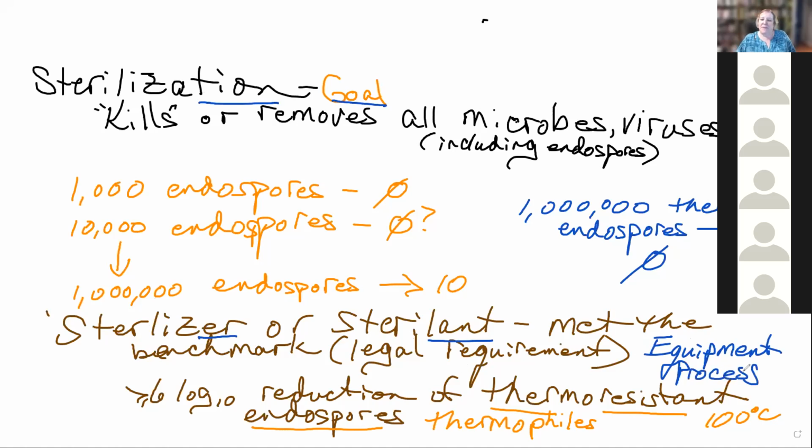Okay. Yeah? I have a question. Sure. So the benchmark is if they had 1,000,000 endospores, they'd be able to kill all of them. Yep. So for example, we're going to be talking about autoclaves later on. But what we do to test them to make sure that they're functioning properly, we have a little vial that's full of 1,000,000 of these endospores.